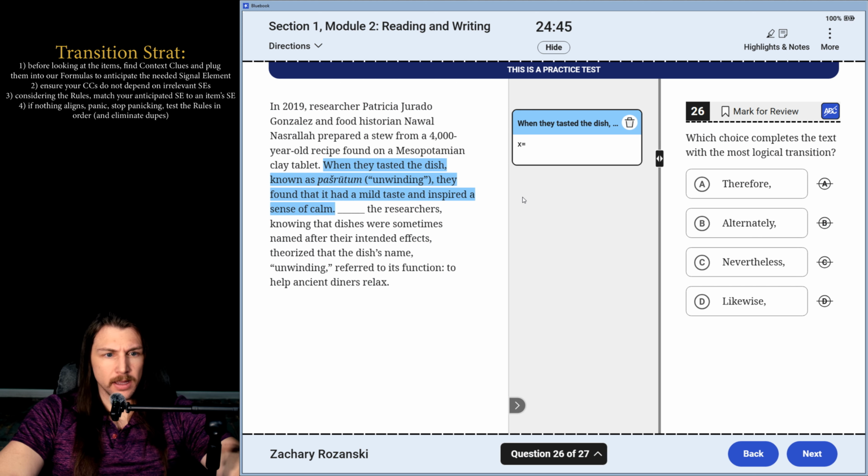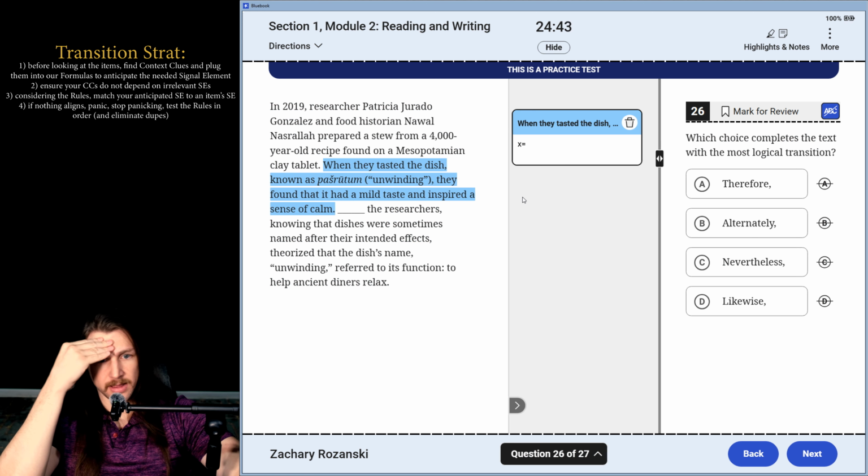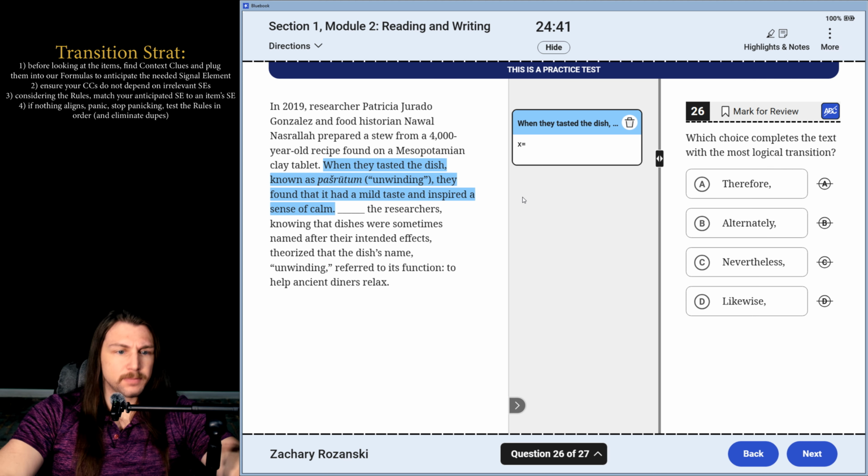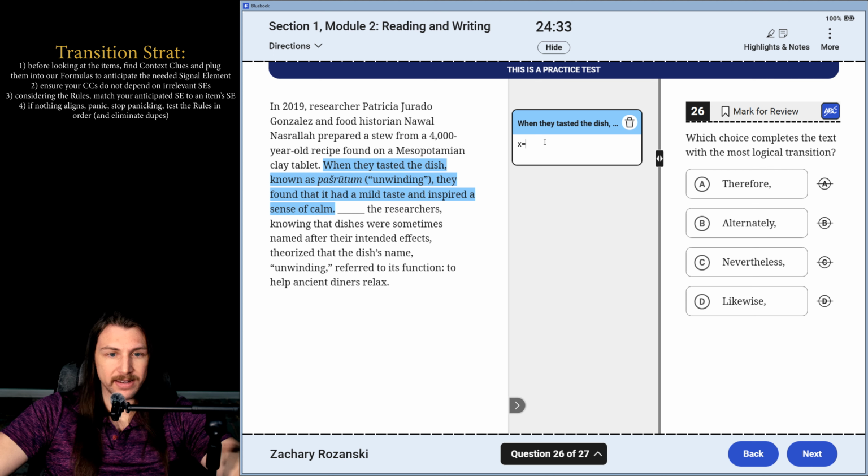26, let's start engaging with something where my x would come from here. X equals, when they tasted the dish known as that word, they found that it had a mild taste and inspired a sense of calm. So I'm going to ignore the when tasted this dish. It contextualizes my verb of like when they did the finding, but they found that it was mild. They tasted the dish and it was mild with calm sensations.